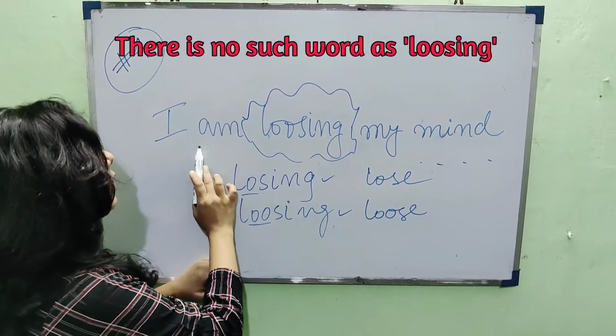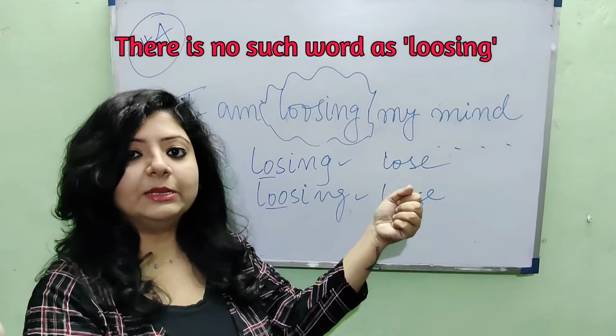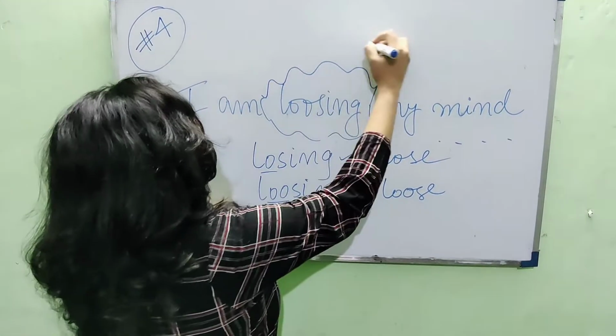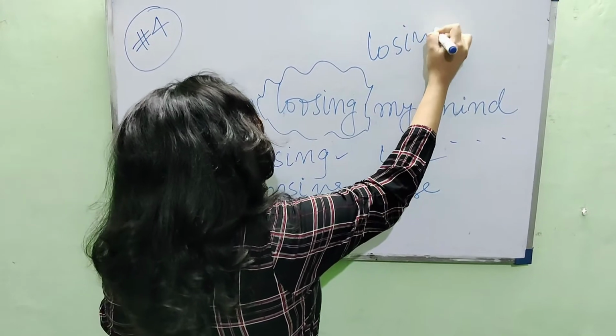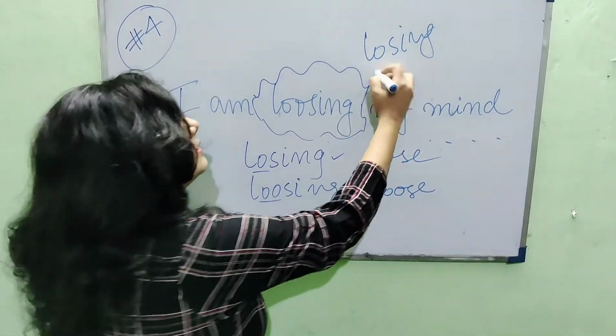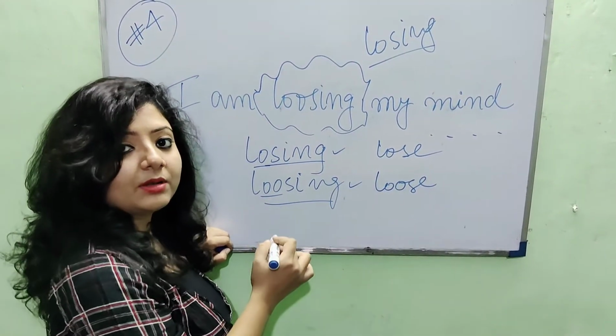So here it cannot be I am loosing my mind. Your mind is not elastic, it's not really becoming tight or loosened up, okay. It has to be I am losing my mind, or that I have lost my mind, okay. So these two words are very different, and again it's quite a common error.